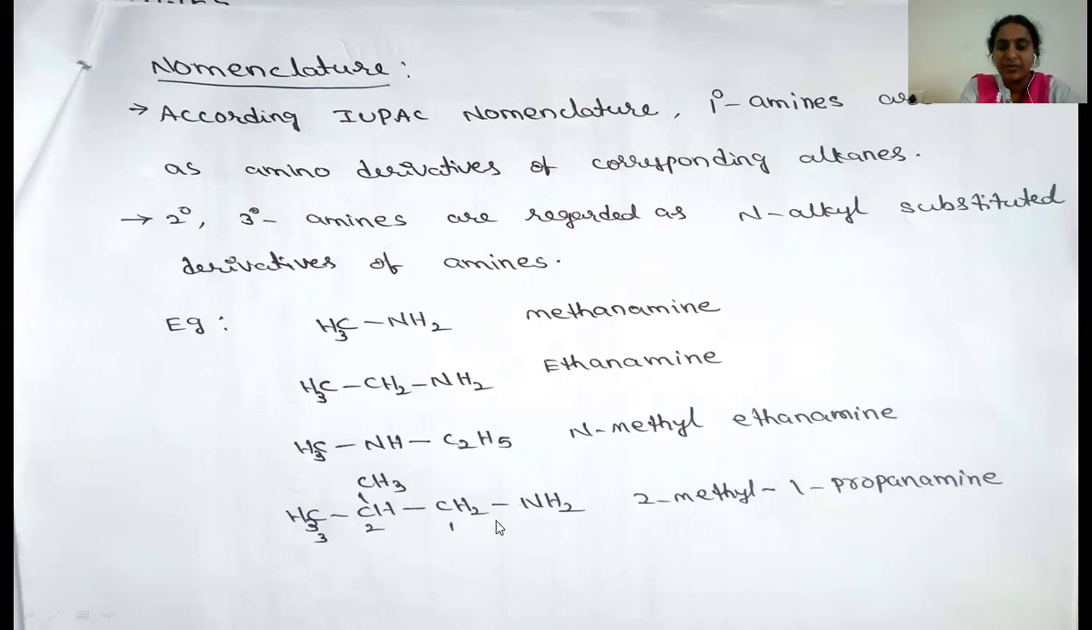And for example, if you see this compound, here the branches are present. So whenever we give the numbering 1, 2, 3, at the second place the methyl group is present. So 2-methyl. How many carbons are in the straight line? 3 carbons are present. If 3 carbons are present, then this is called propane. And here the amine group is present at one place, hence 1-propanamine. Like this, we can write the nomenclature of primary amines as well as secondary and tertiary amines.